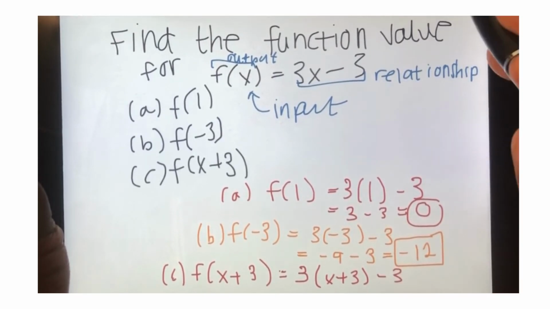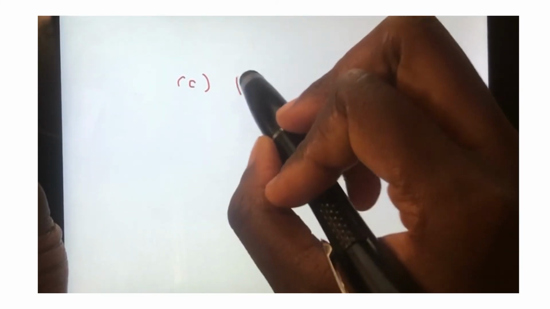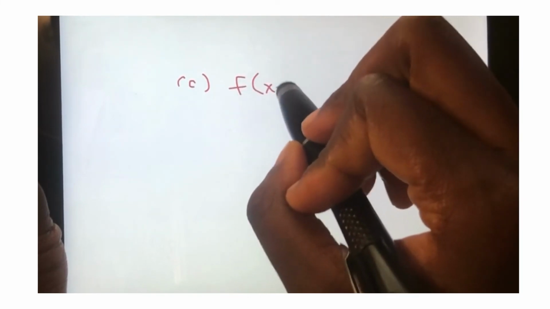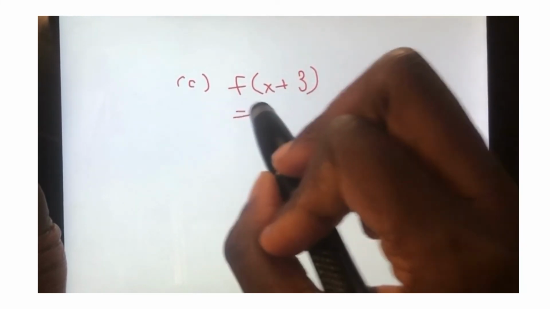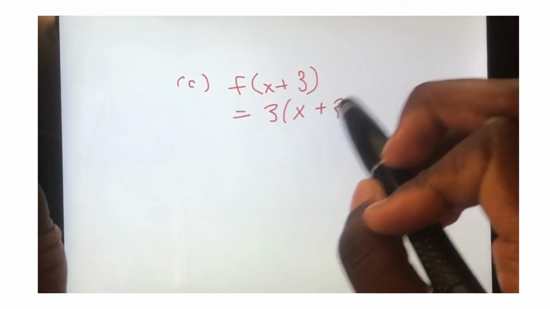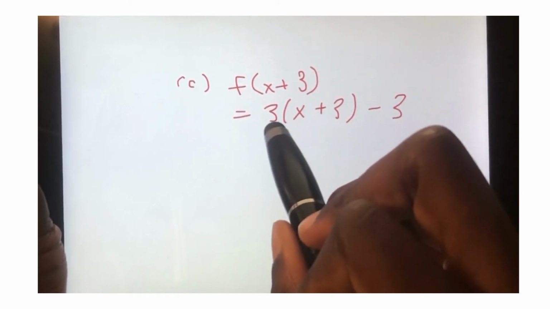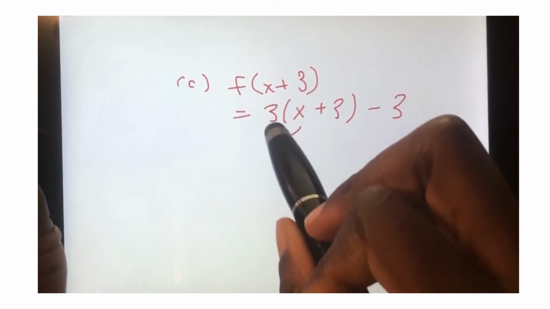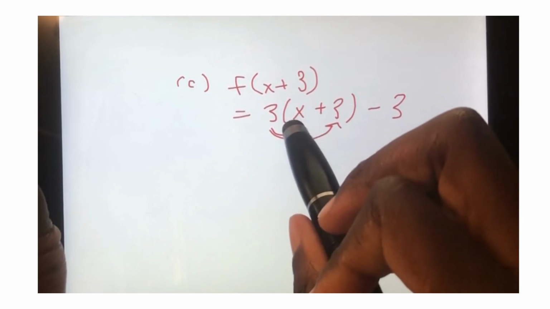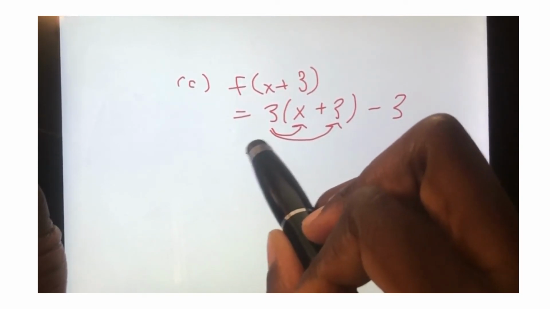We're going to go to a new page for extra space. So going back to C, we had f of x plus 3, right? And we had, oh, that would be 3 times x plus 3 minus 3. So now what we need to do, since we have something outside of parentheses and we have things to distribute to, right, over this plus sign, we need to use the distributive property.